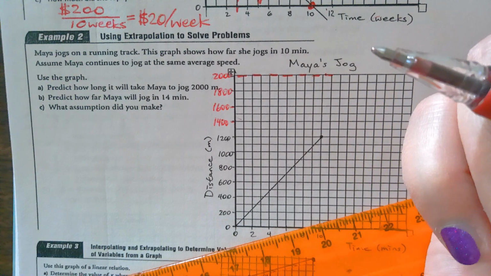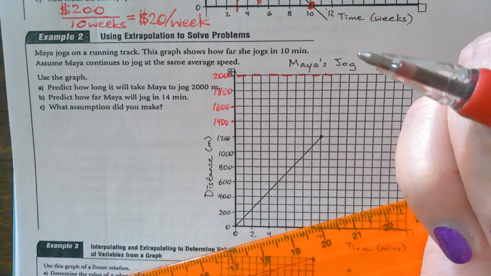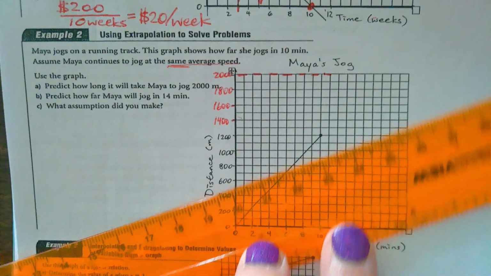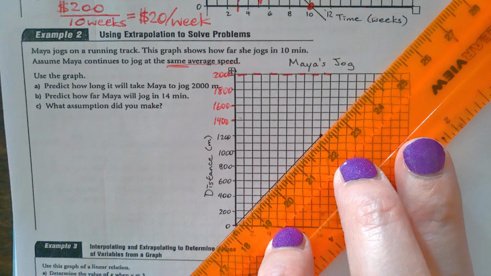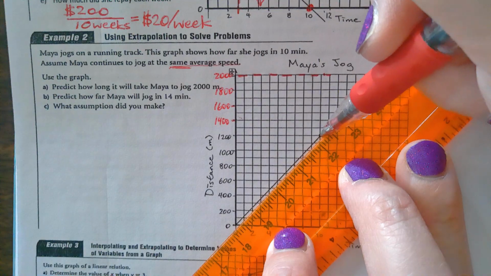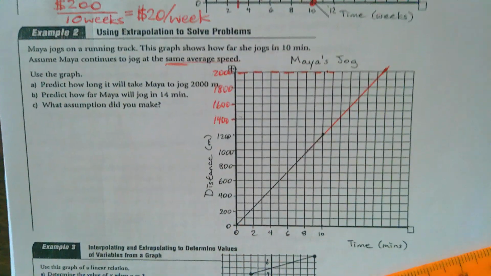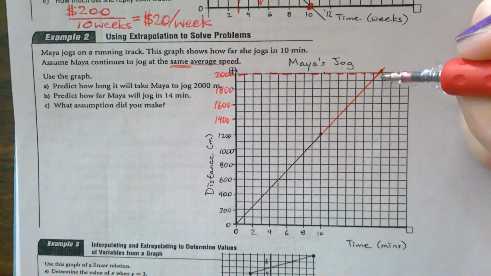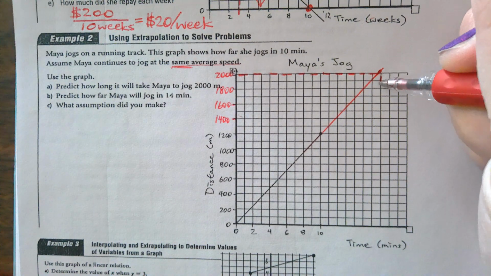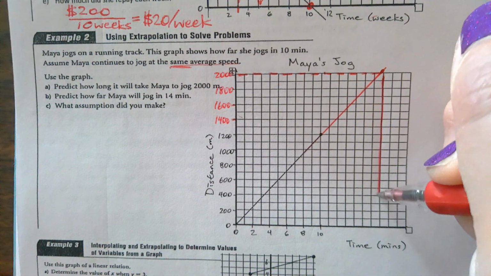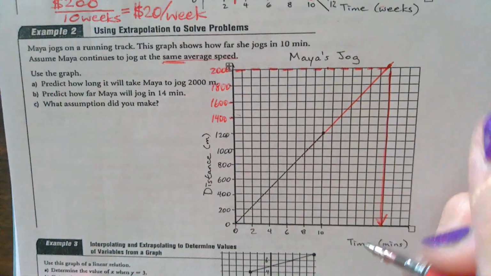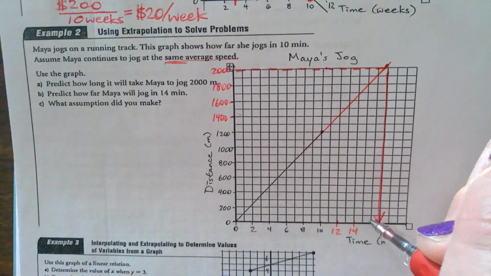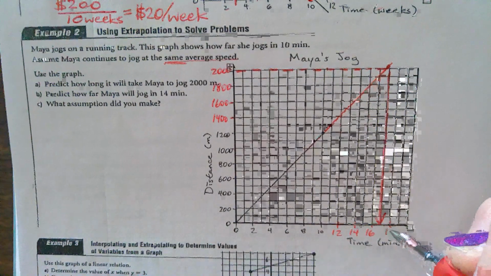Based on the word problem, same average speed. So she's going at the same constant rate. That tells me I can actually extend my line, right, until she runs out of breath. So then it gets me to this point right here, and when I come down, again extend my timeline as well. How many minutes does that look like?